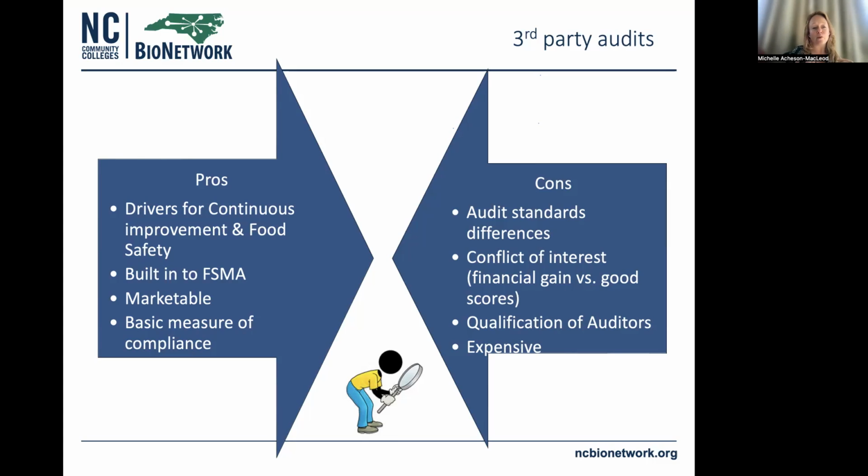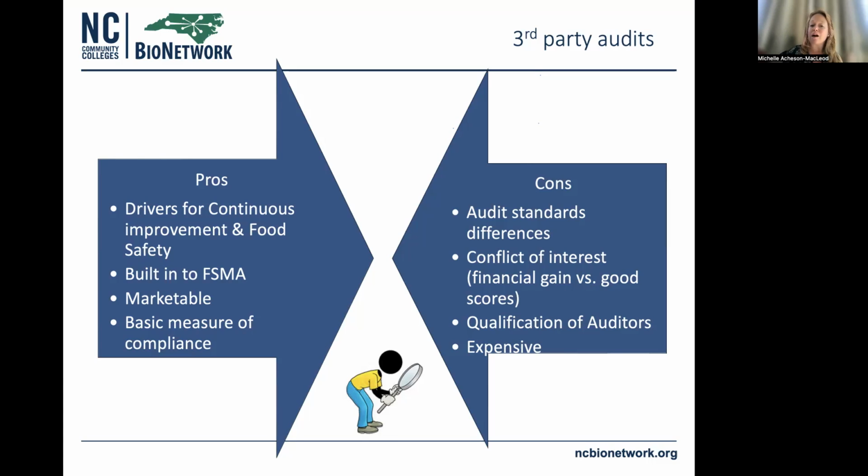So third-party audits show that you're testing whether or not you're complying regularly and somebody else is doing that for you. Some of the troubles with third-party audits is that there are different standards for whatever system you're in. So you might be going for BRC, you might be audited against FSMA versus the HACCP regulations. So understanding which guidelines you need to follow is a big deal. So knowing which kind of audit you need that's appropriate is very important.